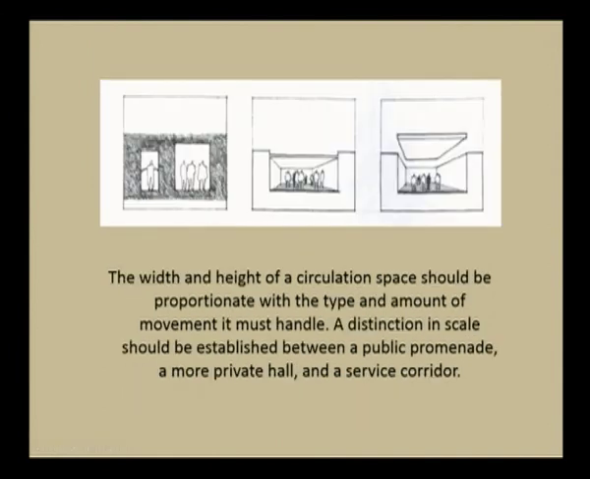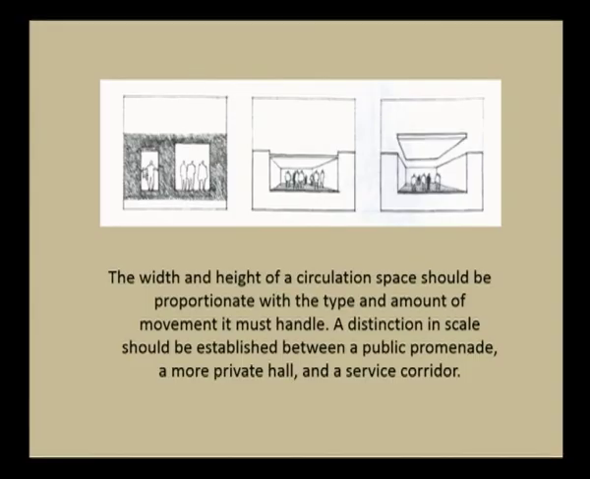The width and the height of the circulation space should be proportionate with the type and the amount of movement it must handle. A distinction in scale should be established between the public promenade, a more private hall and a service corridor. Based upon the activity and how many persons are going to be there, the form of the pathway, the circulation space has to be decided. Here it is a more private movement, so the scale is very small. At the end here, it is a more public sort of an activity and movement, so it has to be wider and larger in scale.